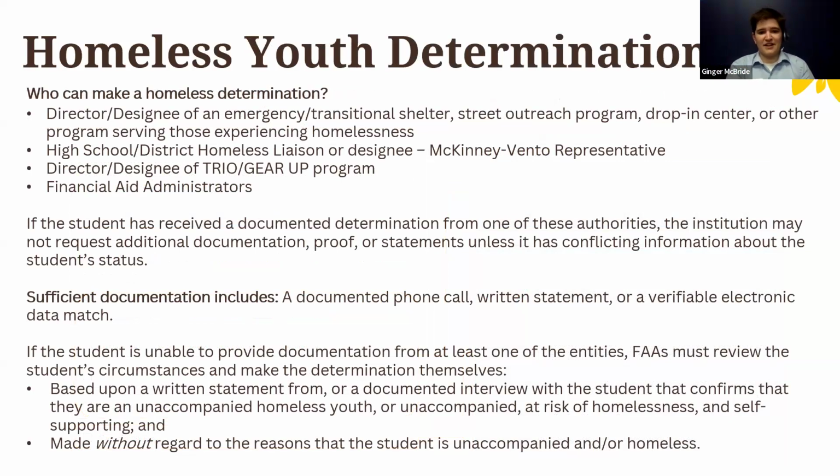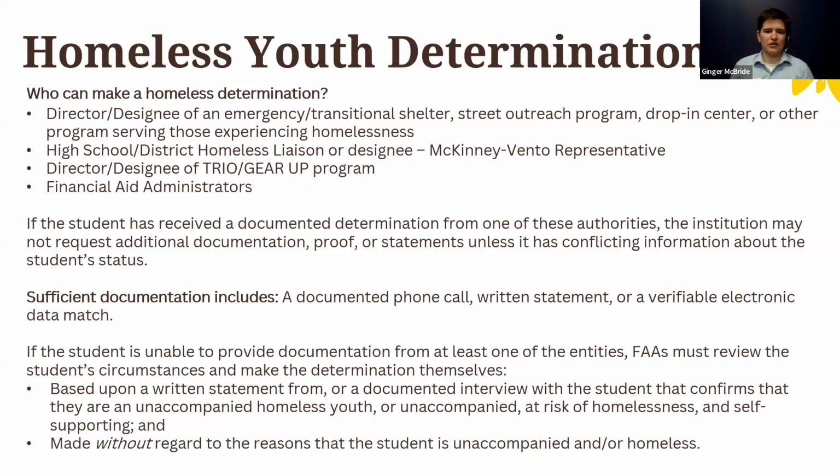If the student has received a documented determination from one of these individuals or authorities, then we may not, as a school, request additional documentation about the student status. If we do, sufficient documentation would include a documented phone call, written statement, or a verifiable electronic data match. If a student is unable to provide documentation from at least one of these, then a financial aid administrator can review the student's circumstances and make a determination based on a written form or a documented interview with the student confirming that they're unaccompanied homeless youth or unaccompanied and at risk of homelessness and self-supporting.